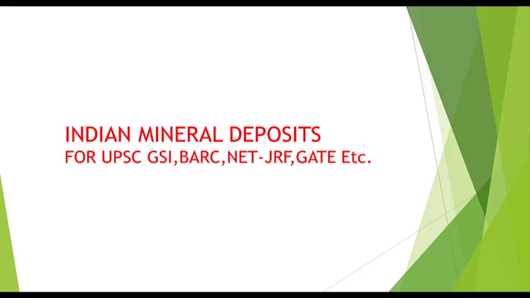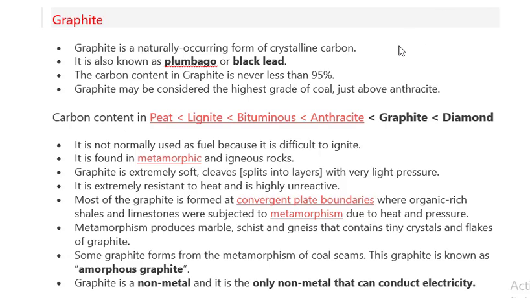Hi friends, today I am going to discuss graphite and its distribution in India, with respect to geology. Graphite is a naturally occurring form of crystalline carbon. It is an allotrope of carbon. Other allotropes of carbon are fullerenes and diamond. It is also known as plumbago or black lead, and it is used as the lead in your pencils.